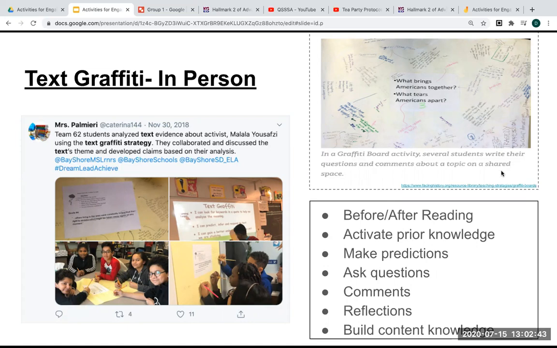When I was using this in 6th and 7th grade classrooms, I would make sure that each student had a different color marker or pen, whatever it might be. And so you get this rainbow of responses back. I also see that every student had the opportunity to address whatever topic is on the paper, because I see the different colors. So this is how text graffiti is done in person, and they can have that conversation and analyze the text.